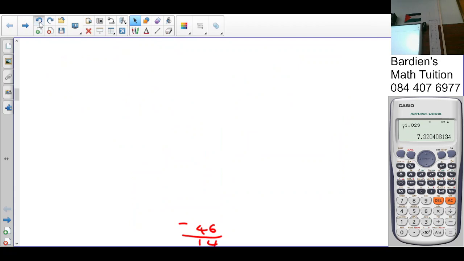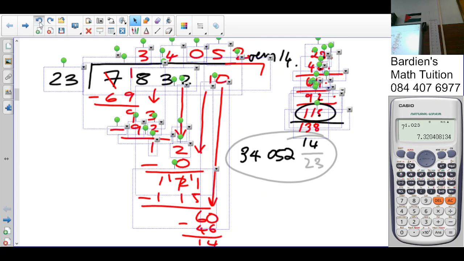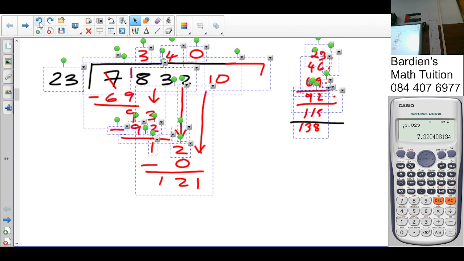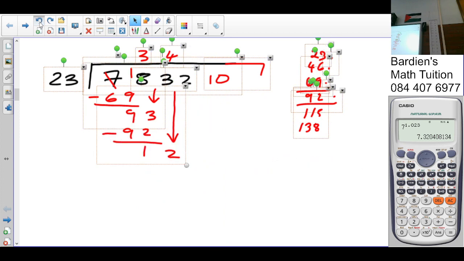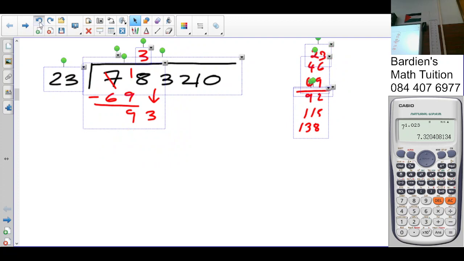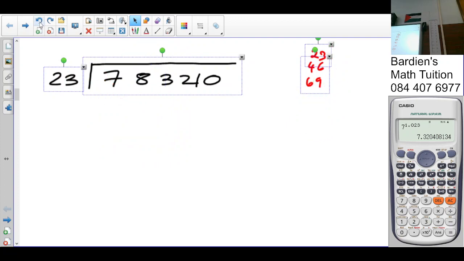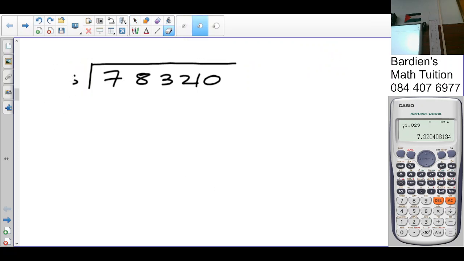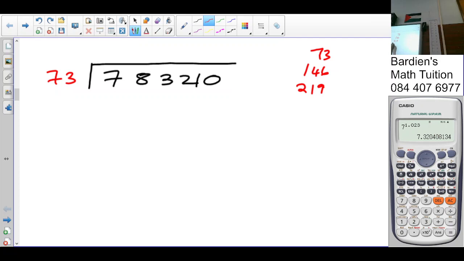Okay. So the same number. Let's go. Same number. Divided by 40. What? 70 is 73. Right. So it's 73, 146, 219, 292, 365, 438.